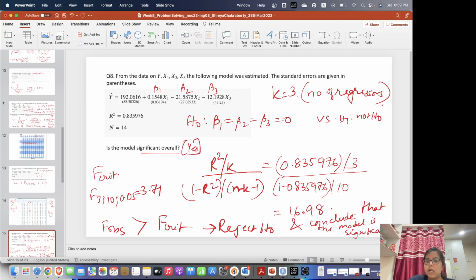Why? Because we were testing if all are 0, but it's not true. All are not 0. It could be that some are 0, and then we can go for those partial tests, but all are not 0. Which means that the model is significant overall. Is it okay?